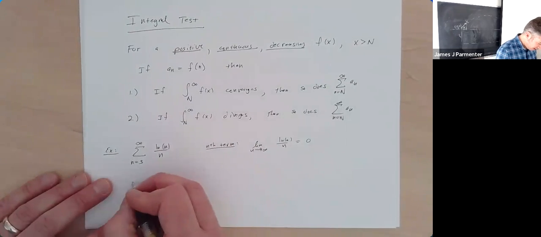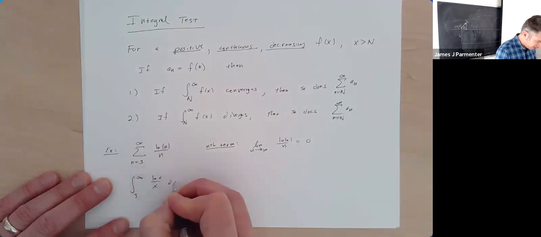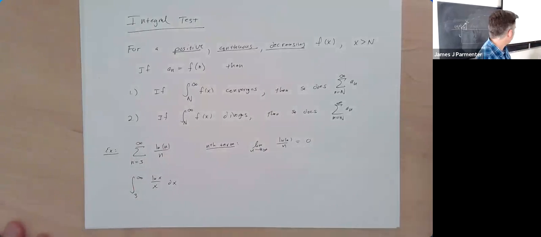So I can integrate this though. The integral from 3 to infinity of natural log of x over x. Oh, I should have checked the things though. Is that function positive?